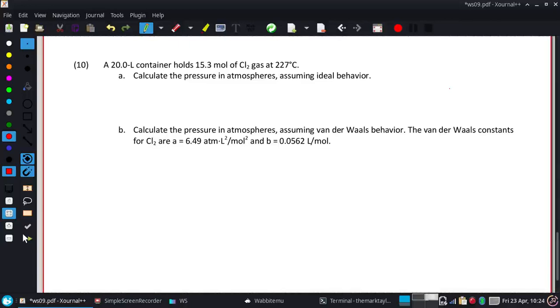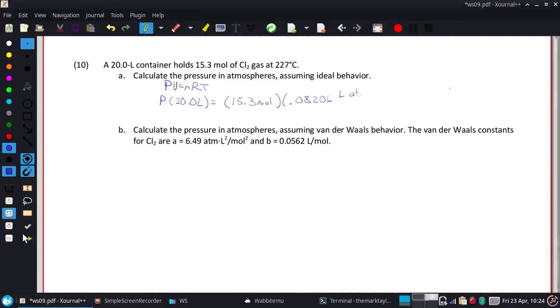All right, so in A, it just wants to calculate the pressure in atmospheres of this container, assuming ideal behavior. Well, if we're assuming ideal, we're just using the simple ideal gas law, PV equals nRT, and we're just going to solve for the P. So our volume is 20 liters. n is 15.3 moles. R is our gas constant, 0.08206 liter atmospheres per mole Kelvin. And finally, the temperature is 227 plus 273 to convert it into kelvins.